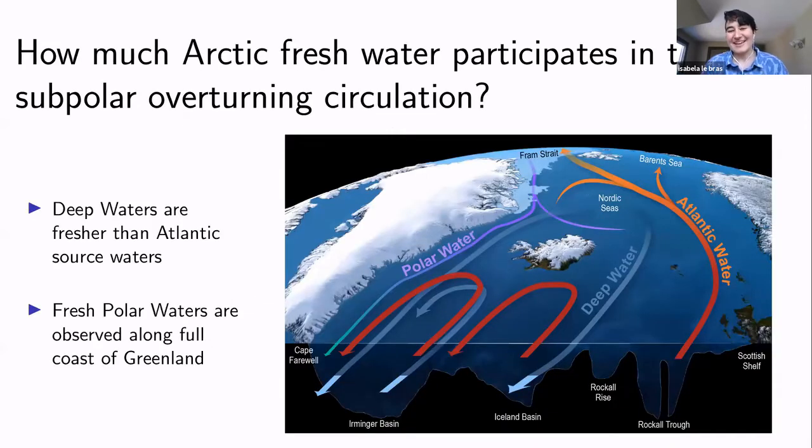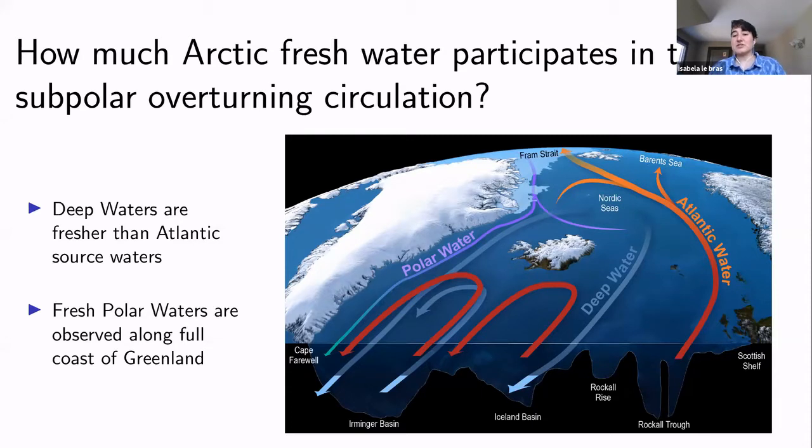So, as I introduced, I'm going to try to answer this question: how much Arctic freshwater participates in the subpolar overturning circulation from observations specifically? Now I'm zooming in here to the eastern subpolar North Atlantic. And the cutout at the bottom of this schematic is the OSNAP East section. OSNAP is a large observational program that includes many moorings, gliders, and Argo floats to try and characterize the strength and variability of the overturning circulation of the subpolar North Atlantic.